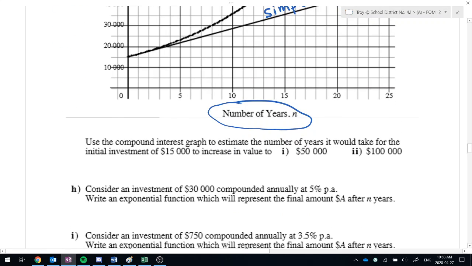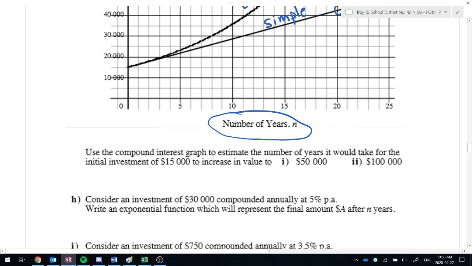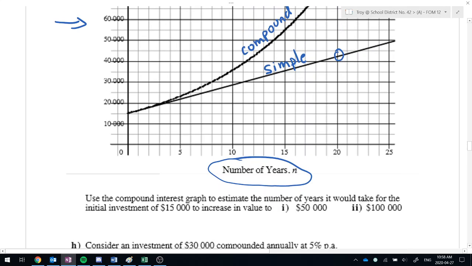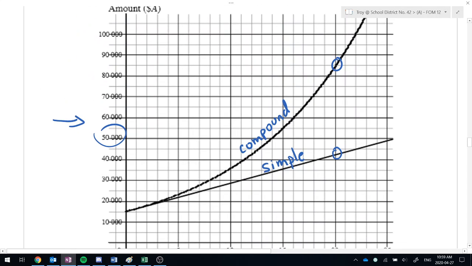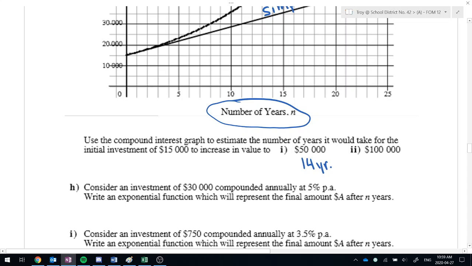Okay? So use the compound interest graph to estimate the number of years it would take for the initial investment of $15,000 to increase to 50,000. So 50,000 right here, right? We follow along. It's right there, so we'll come down. Looks like that's about 14 years. So $100,000, that's up here, right there, go down. It's going to be 22 years.